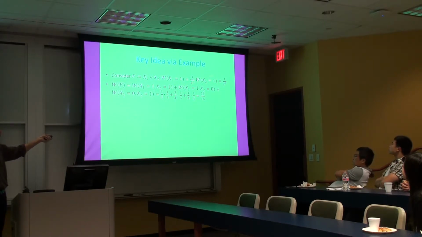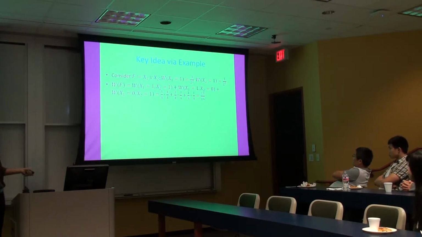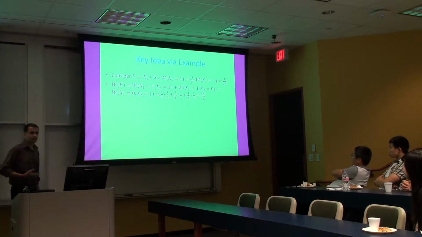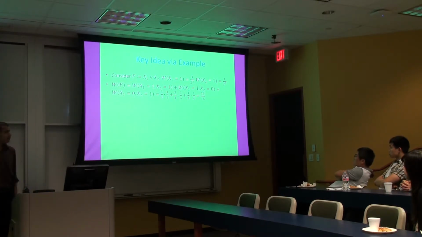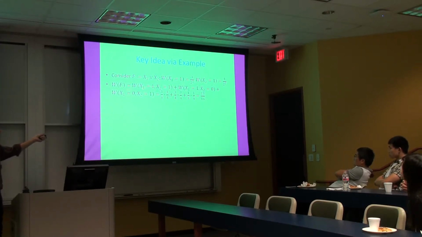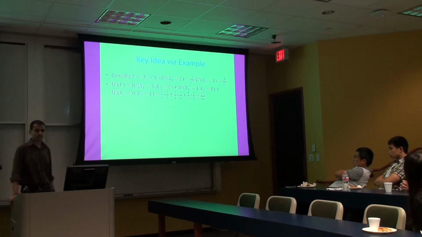I'd like to call it 2 squared. On the other side, the weight of x2 equals 1 is 1 over 2 squared. Remember, they are normalized, so we can compute the weight of x1 equals 0 and x2 equals 0. If you have been following me so far, the weight of f is the sum of the weights of these 3 satisfying assignments, and when we do these calculations, it turns out to be 13 over 16.